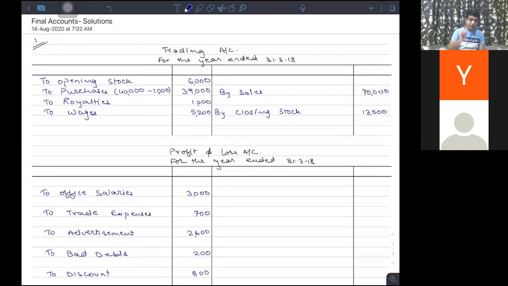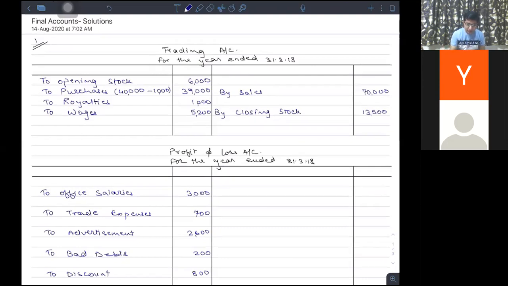What did we do first? We read the question. We understood what all things are involved in this question. Then we went through the items of adjustments. We finished the effects of those adjustments. Then we completed the effects of items in trial balance. And now what are we supposed to do? We are first supposed to close our trading account, then the profit and loss account, and after that the balance sheet. So let's close the trading account first.